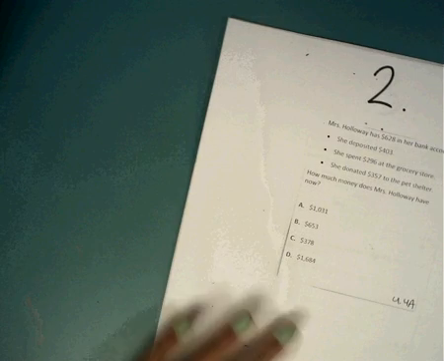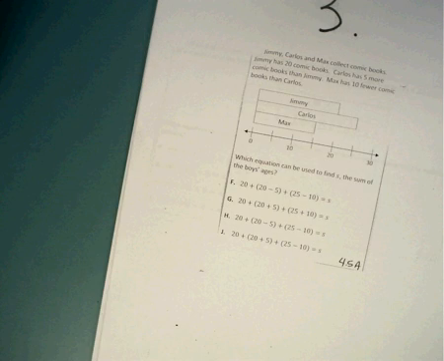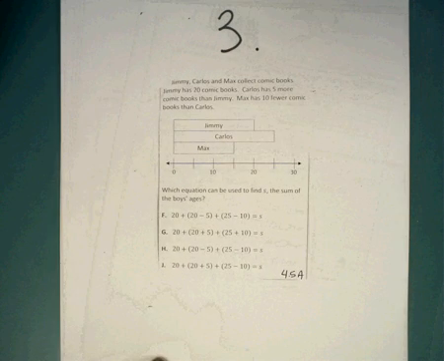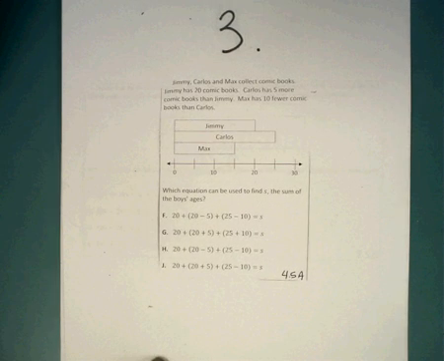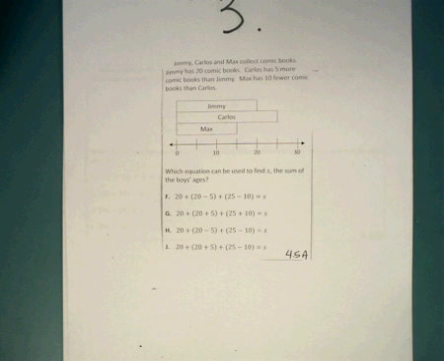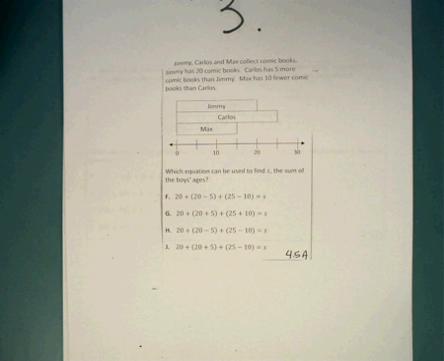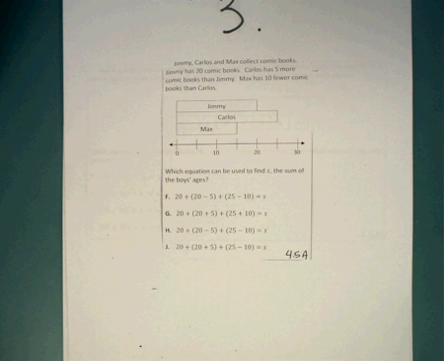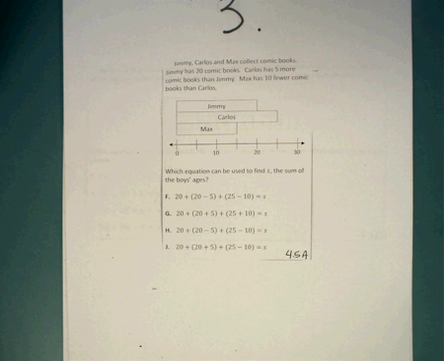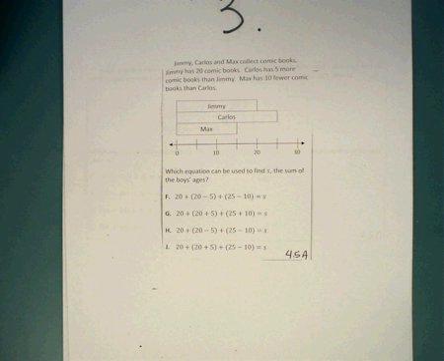Number 3. Jimmy, Carlos, and Max collect comic books. Jimmy has 20 comic books. Carlos has 5 more comic books than Jimmy. Max has 10 fewer comic books than Carlos. Which equation can be used to find S, the sum of the boys' comic books, not the sum of their ages? That's a typo. The sum of their comic books.